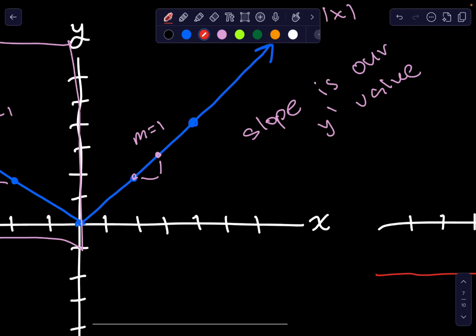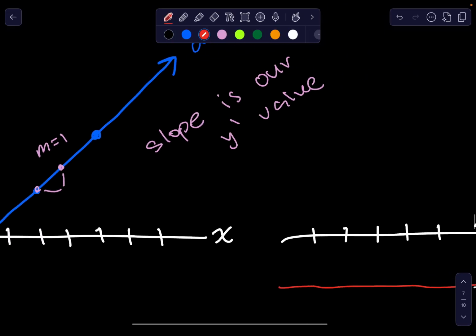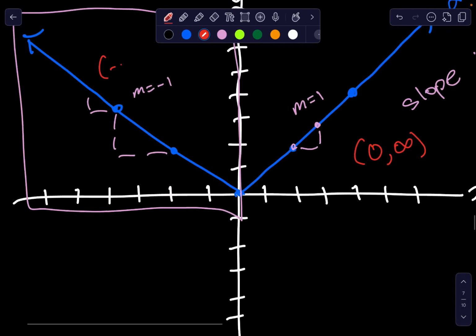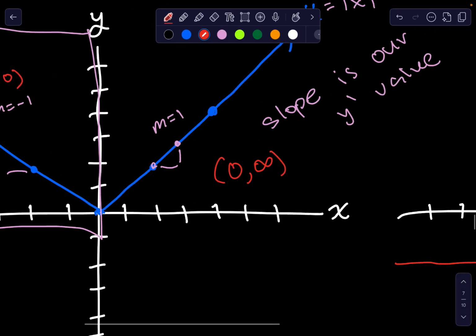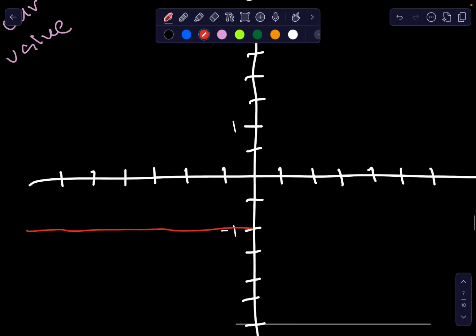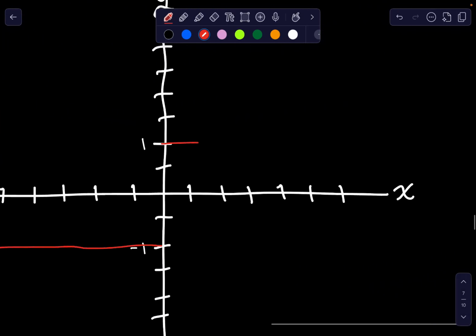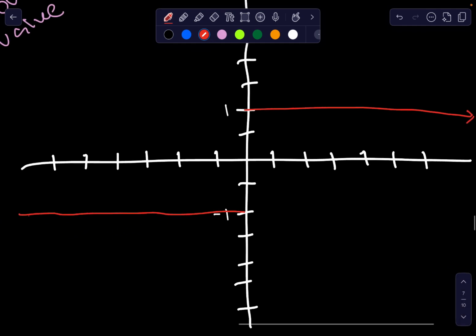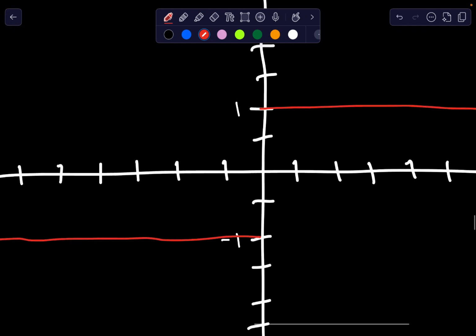Our slope is 1. Our y prime value is 1 for anywhere on the interval 0 to infinity. Over here is -infinity to 0. Anyways, let's draw that out. So we have a slope value of 1. So we can draw up here 0 to infinity, 1. In fact, I'll draw an arrow. Now here's our problem. We're not meeting the same point.